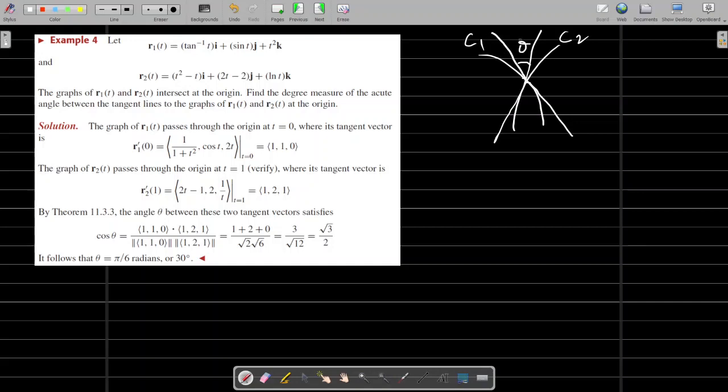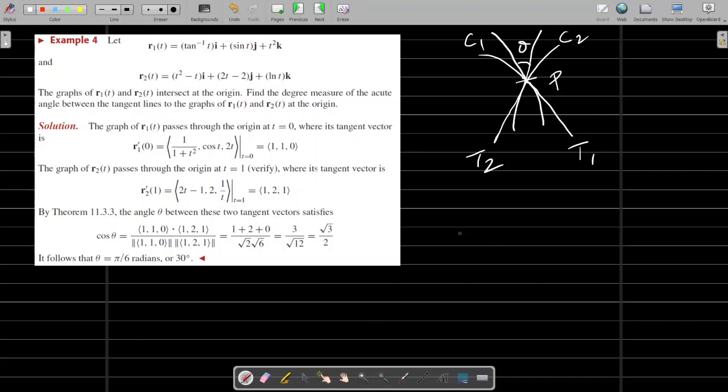So what you have to do to find the angle between two curves is draw the tangents to these two curves at the point of intersection. Say T1 is one tangent, say T2 is the other tangent. So T1 is the tangent to C1 at the point of intersection, say P, and T2 is the tangent to the curve C2 at the point of intersection P. Then the angle between these two tangents, theta, is called the angle between C1 and C2.